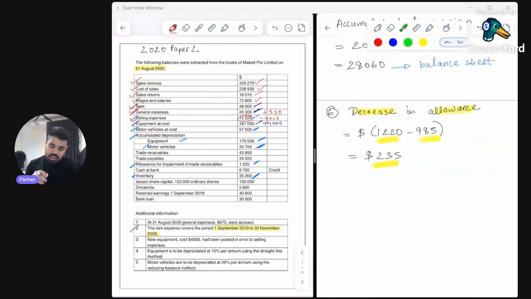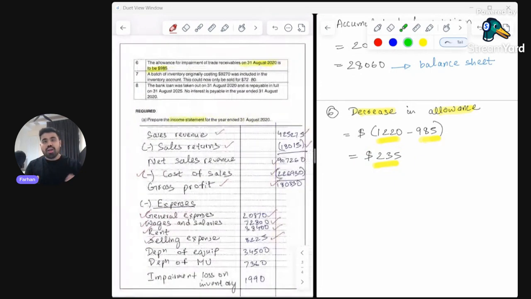In point number 6, the decrease in allowance for trade receivables was 235, which is, as we have discussed, a good thing because now there is more possibility for us to recover the amount which we have sold on credit to our credit customers. And because this is a good thing, it is going to reduce our total expenses. We will report this amount in the expenses section, but we will show it as if it's a good thing. And how do we show that? We decrease this from the total expenses.